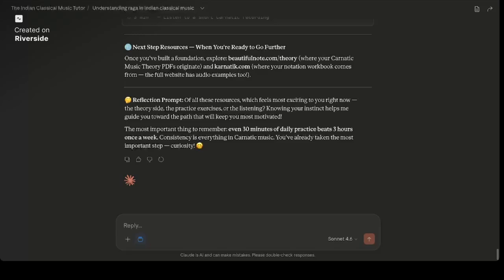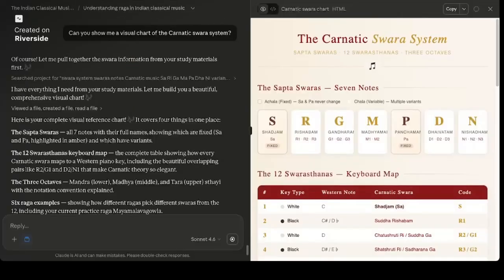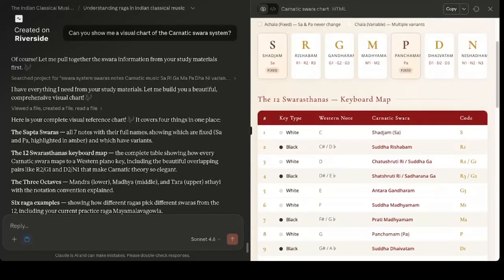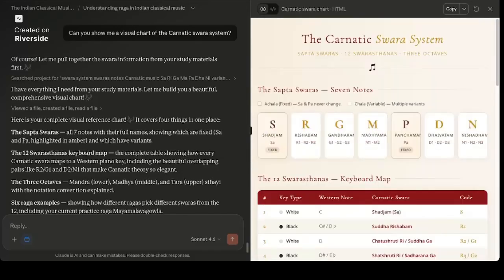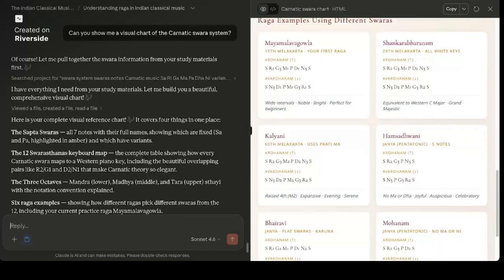Let's check some visual aid questions like, can you show me a visual chart of the Carnatic Swara system? Let's see what it gives for us here. I hope, yep, wow, that's a very well put visual diagram I could see here. That's great. She has generated a structured Swara chart showing all 7 notes, their variants, and Western equivalents. That's very impressive.